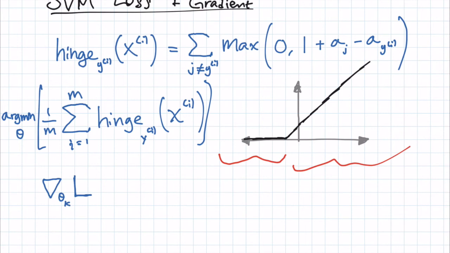Another thing to note is that our loss function is in the form of a sum of individual hinge losses, so we can write the gradient with respect to parameter theta sub k of the loss function as 1 over m times the sum of the gradient of L sub i.